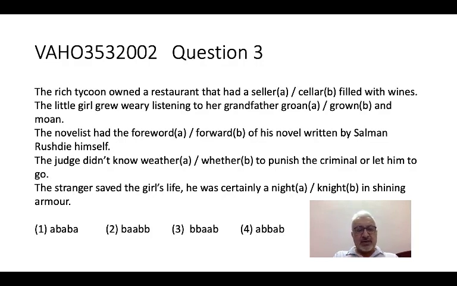Next, I think this next statement can be the decider. It says the little girl grew very, very is tired, listening to her grandfather A or B and moan. So very means tired, but also disgusted, fed up. And the word is groan with G-R-O-A-N or grown with G-R-O-W-N. We know grow, grew, grown. Growing up is different from what we are referring to about the grandfather. Therefore, option A should be correct.